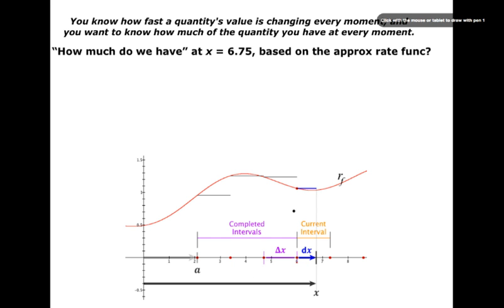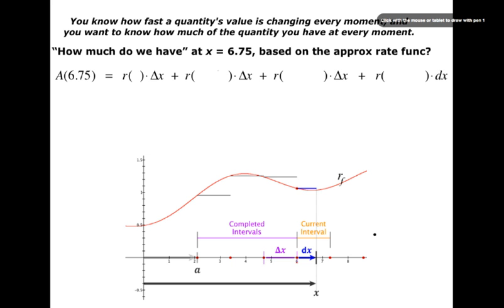Okay, so completed intervals are not a quantity, right? That's an object. We don't want to add it to the completed intervals. We want to add it to what? All the changes, or all the accumulated amounts from each completed interval. Okay, that's exactly right. We've got to add up all the change from the completed intervals plus the change from the current interval. So what does that look like?